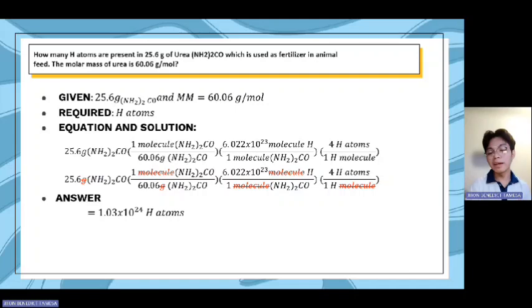Next, we multiply it to 4 hydrogen atoms over 1 molecule, again to cancel out the units of molecule. And after that, we can attain the answer of 1.03 times 10 raised to the power of 24 hydrogen atoms.